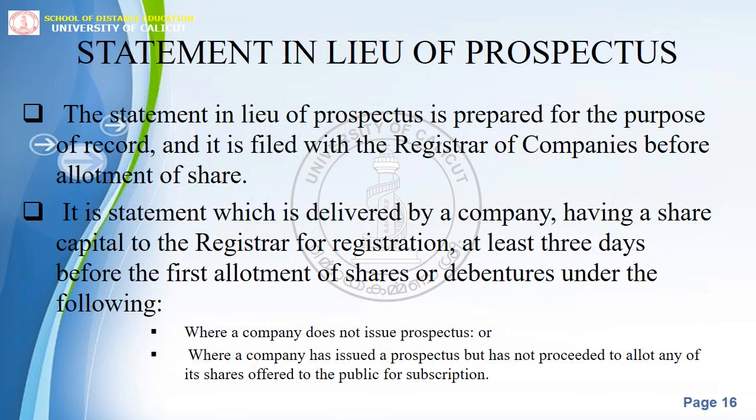Statement in lieu of prospectus is issued by a company which does not issue a prospectus. It is a statement which is delivered by a company having a share capital to the registrar for registration at least 3 days before its first allotment of shares or debentures.